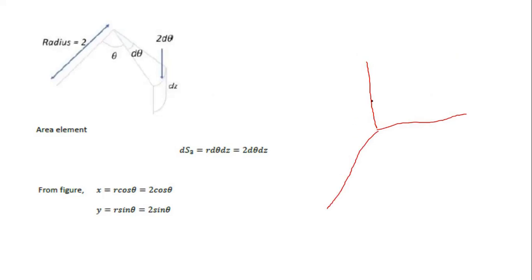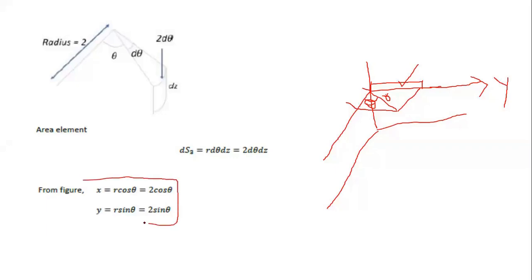If you have something like this, this is your x-axis. Suppose you have any point here. Let's say this is your theta. Let's say this is the radius, the length of this is r. If you take a projection on the x-axis, this is your x component. This x value will be r cos theta. If you take a projection on the y-axis, this is your y. So this length will be r sine theta if you follow the trigonometry.